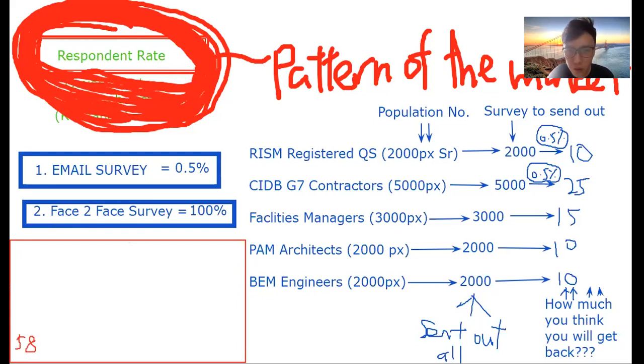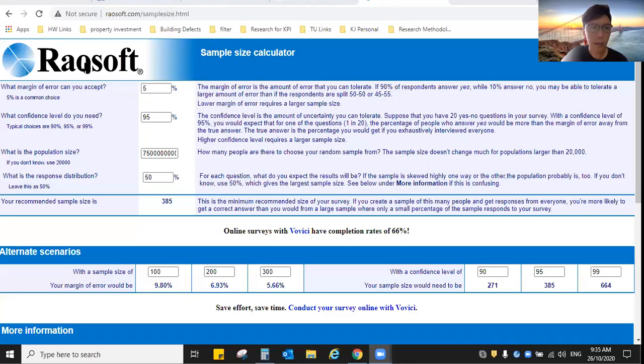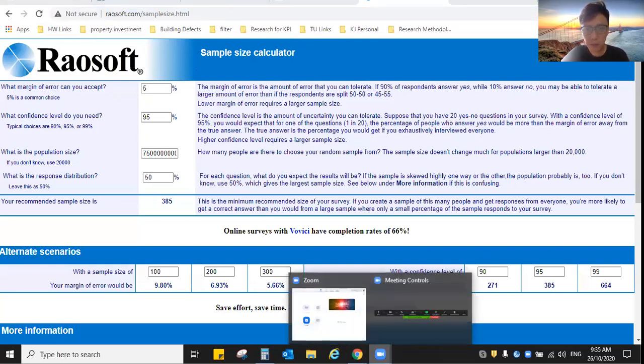I want you to open the calculator from just now. All of you do it now. Go to this website. I put it in your chat box.